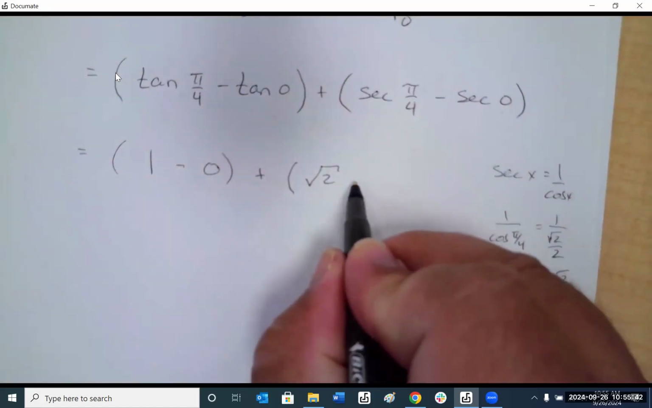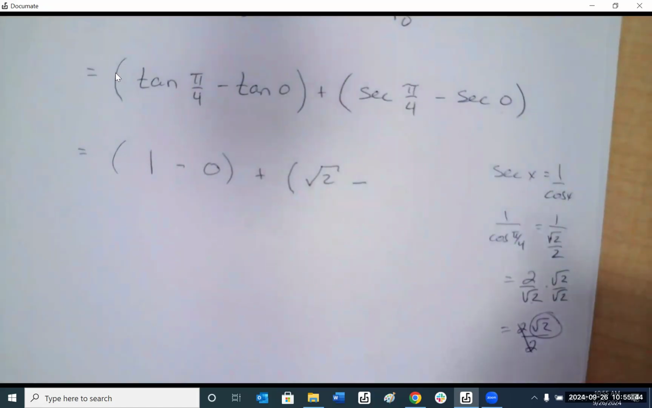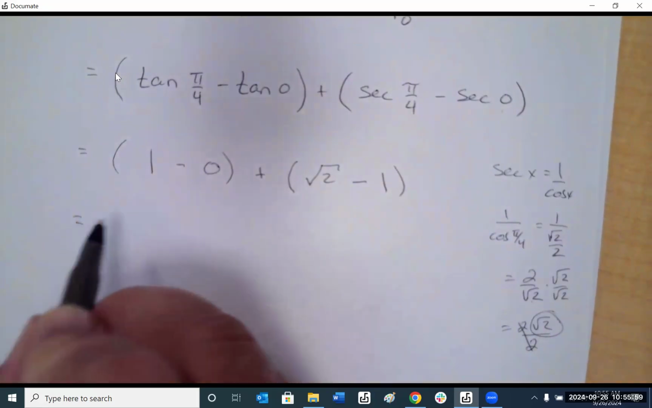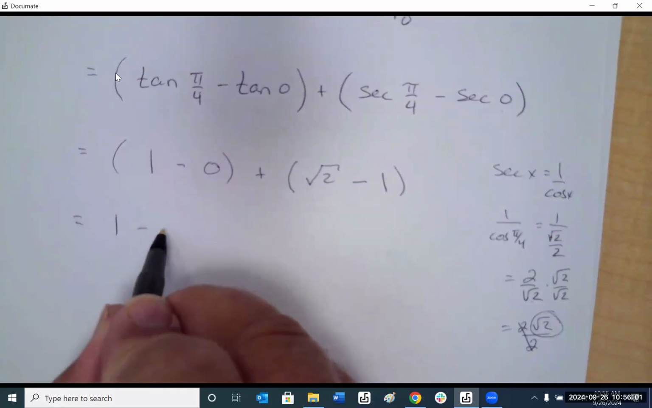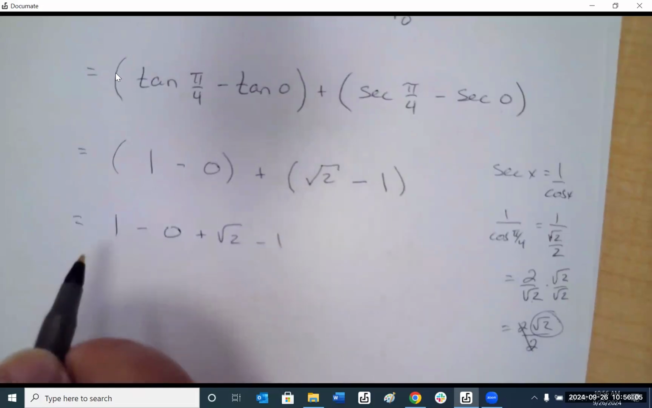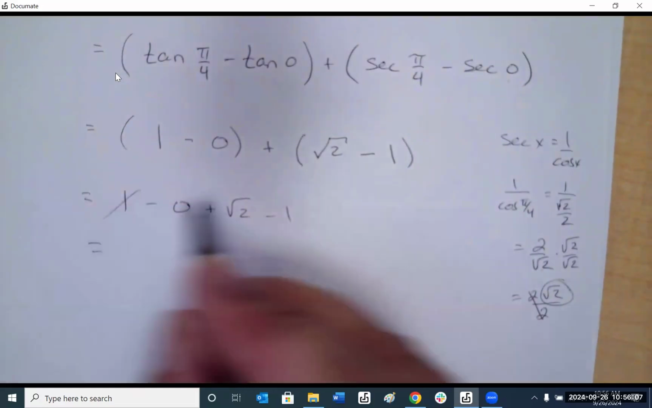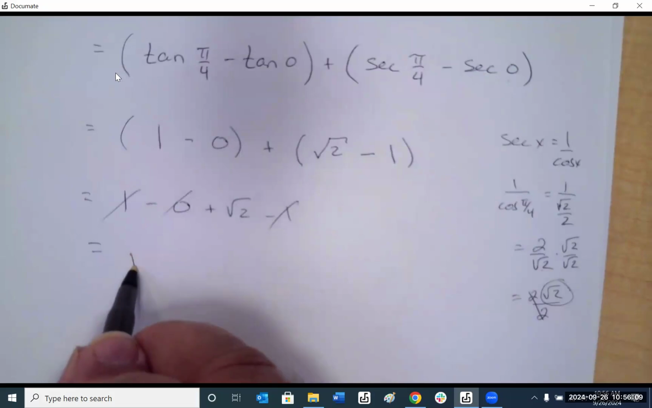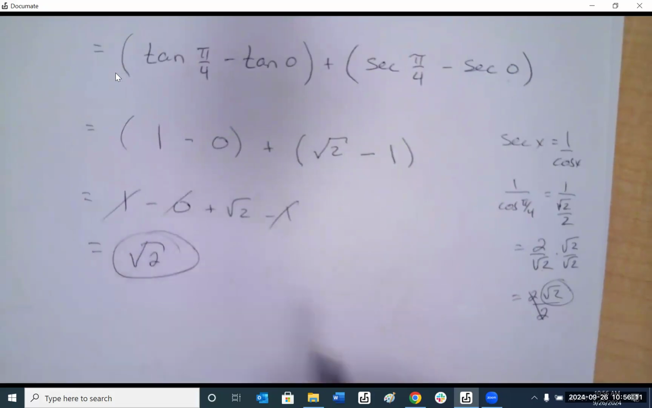Secant of 0. One. Cosine at 0 is 1. Secant is 1 over cosine, which is 1 over 1. So I don't need the parentheses. One and negative 1 cancel, 0 is gone. So the answer is radical 2.